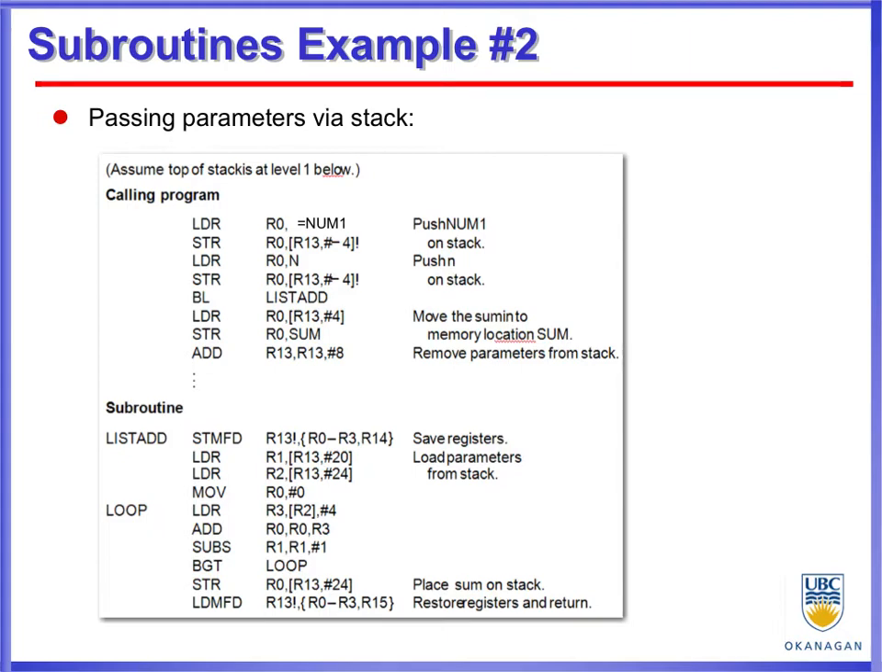And then we can also make room on the stack for what we call local variables. So we might need some memory locations to store intermediate values in when we do some calculations within a subroutine, so we can make room on the stack for those as well. So those are some of the uses of the stack when we are calling subroutines.